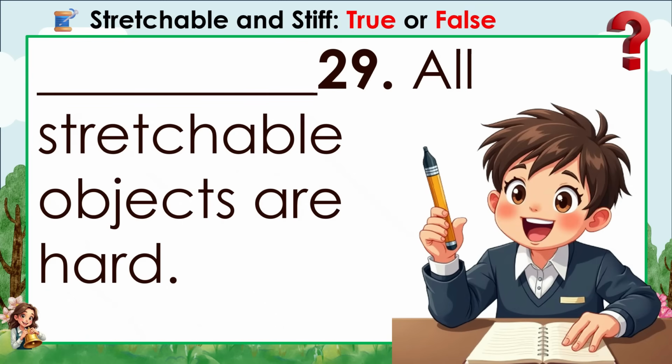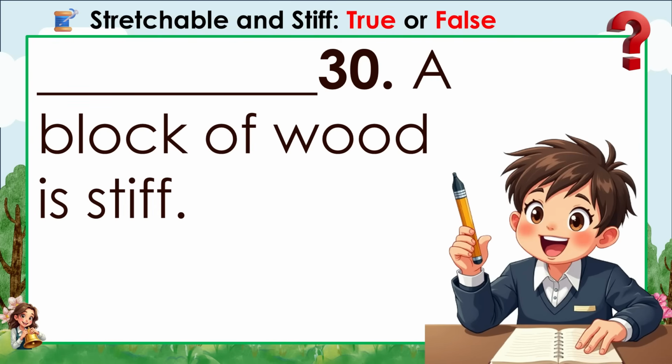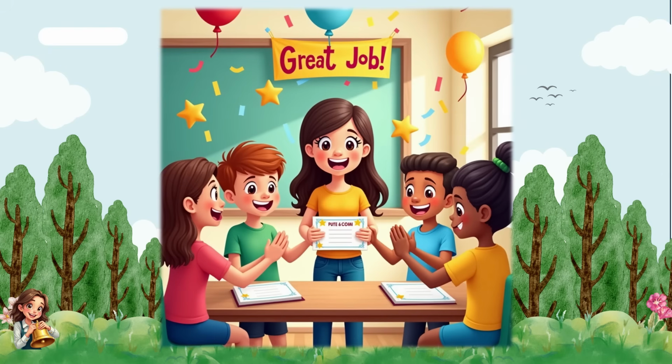29. All stretchable objects are hard. False. 30. A block of wood is stiff. True. Good job, kids! Great job!